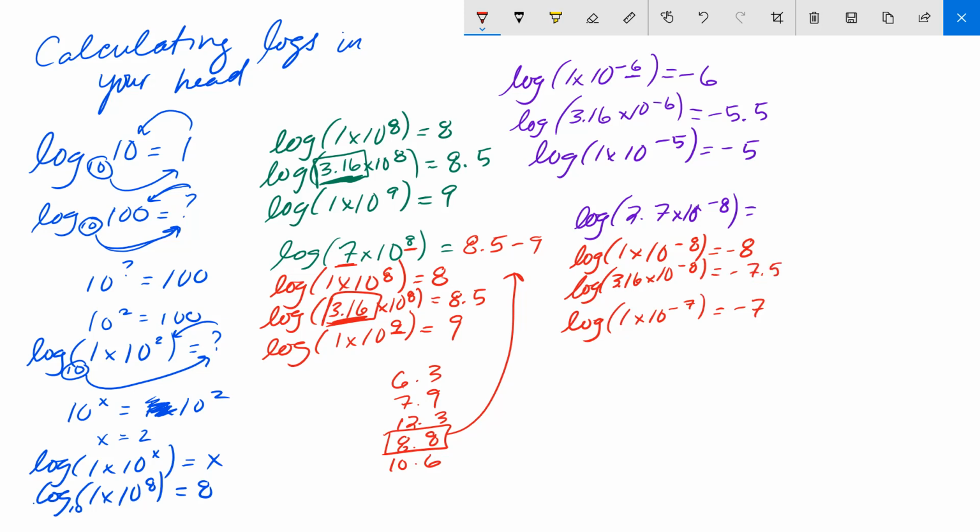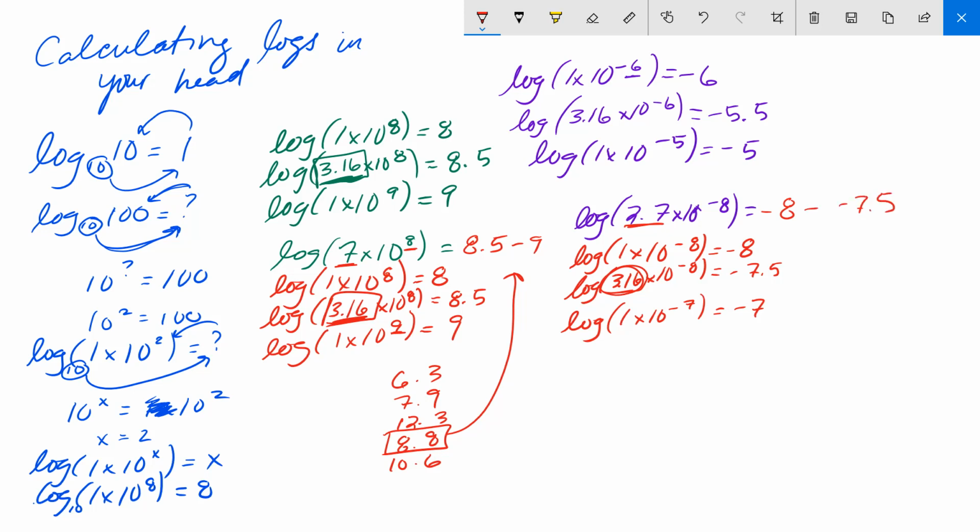So now we just need to find where our log fits into this scale. 2.7 is larger than 1, so we know our answer will be larger than negative 8. 2.7 is smaller than 3.16, so our answer should be smaller than negative 7.5. In other words, our log will be between negative 8 and negative 7.5.